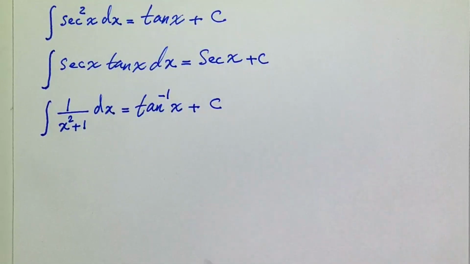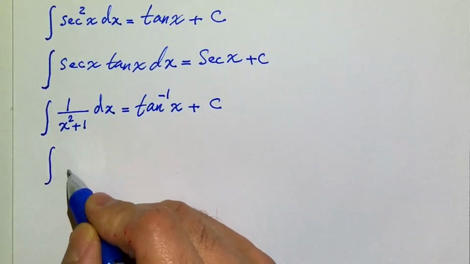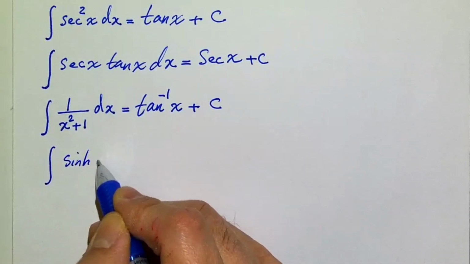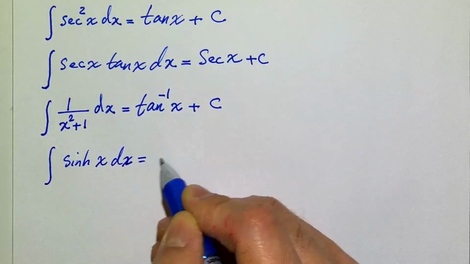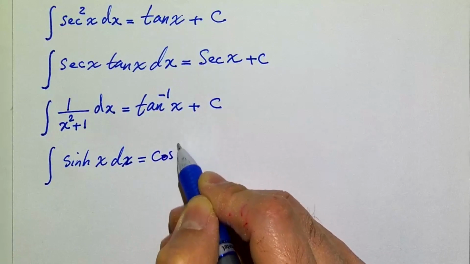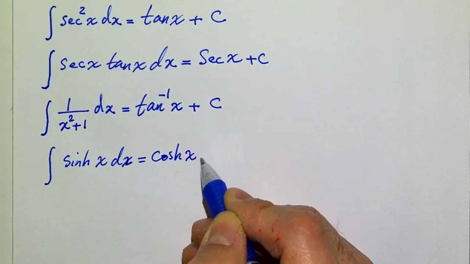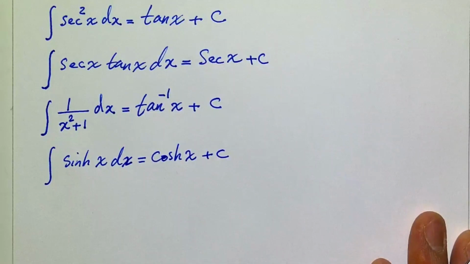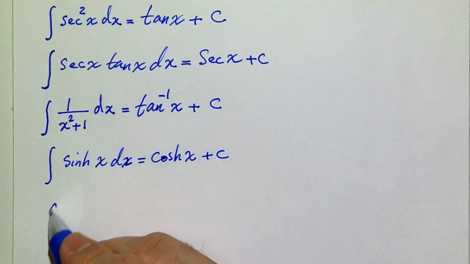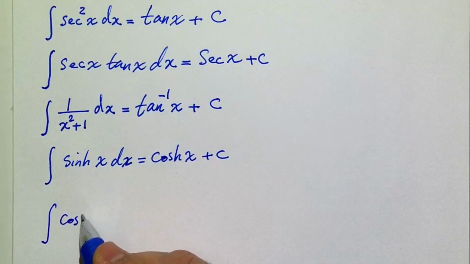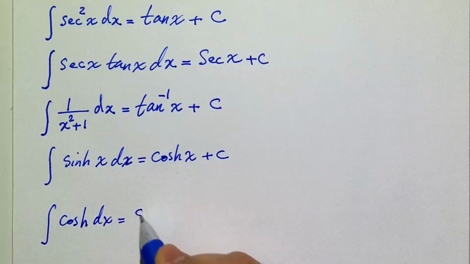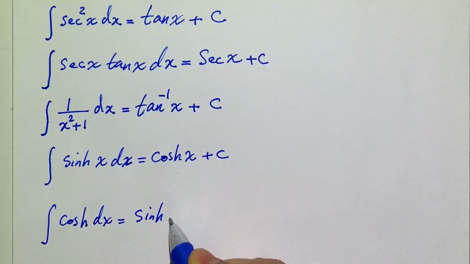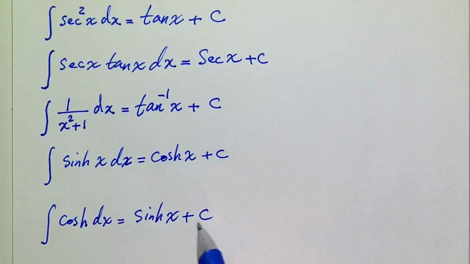Okay. And then the integral of hyperbolic sine of x dx is equal to the hyperbolic cosine of x plus c. Okay. Next one is the integral of the hyperbolic cosine dx, which is equal to hyperbolic sine of x plus c.